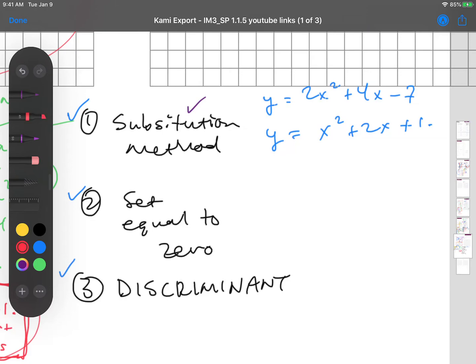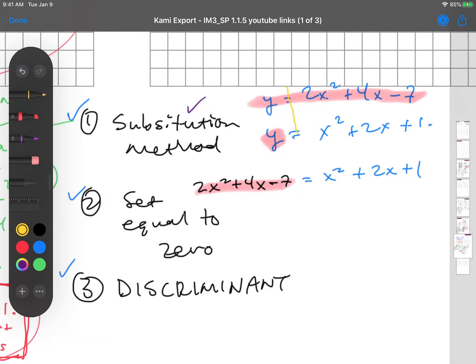I like to use a highlighter. Every time you see the y, you can write 2x squared plus 4x minus 7. We're going to replace this y with what I just wrote there in red. So instead of writing y, we're going to write 2x squared plus 4x minus 7. And everything in blue here is going to be the same. I like to draw a line down my equal sign to try to make things look clean.